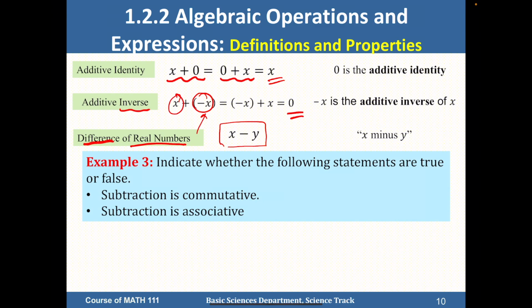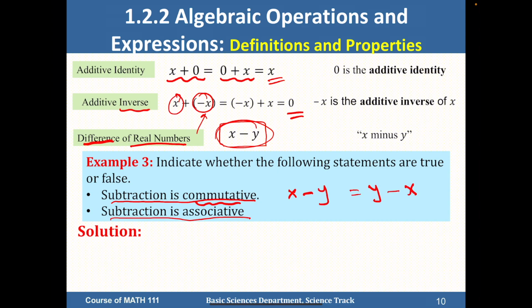Indicate whether the following statements are true or false. The subtraction is commutative, and the subtraction is associative. We already said that addition is commutative and also associative. For subtraction, let's check x minus y. Is it commutative? Is x minus y equal to y minus x? Of course not.